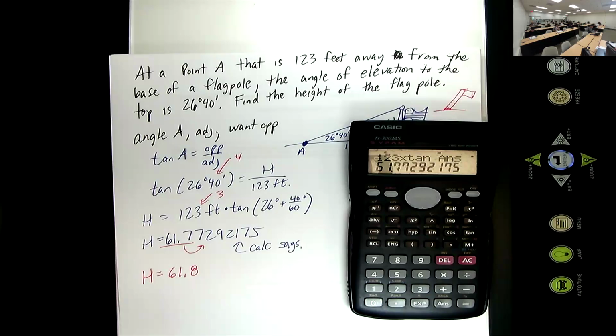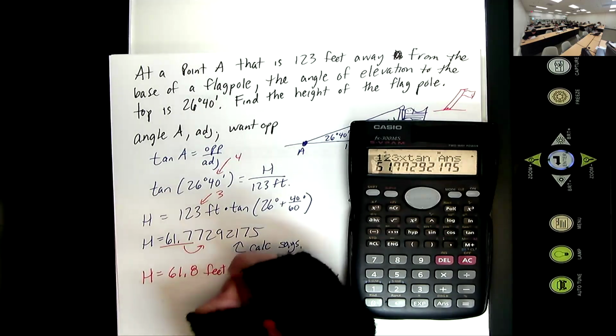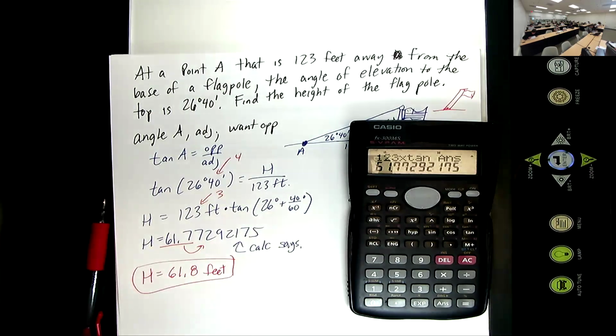So 61.8, are we good? Is everyone happy with it? Everyone understood the problem so far? There are no complaints? Not right. Why is that not right? Why do I think that's not right? It should say feet. Right, you did. You have to have the units. 61.8 was not enough. You need to have the units.